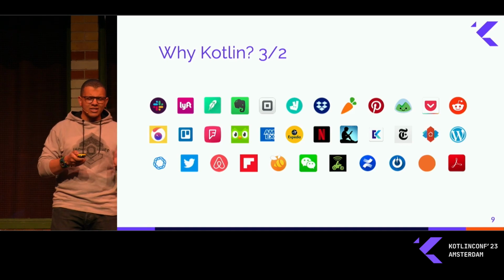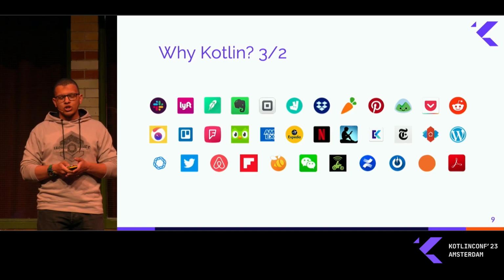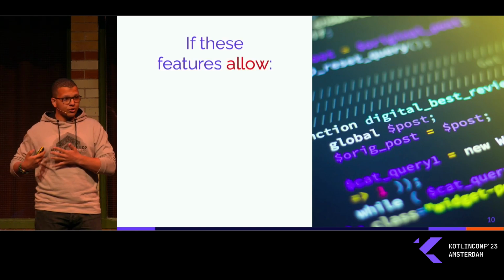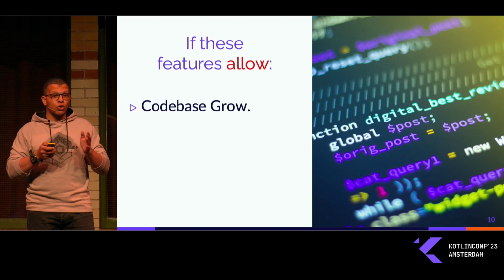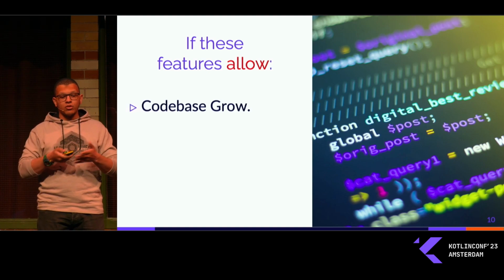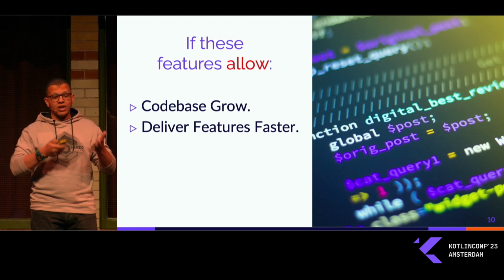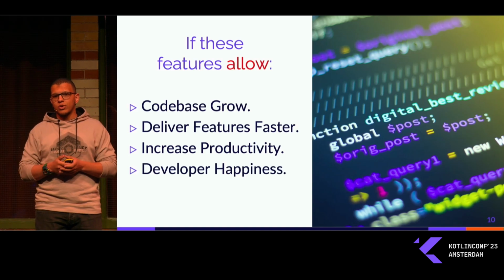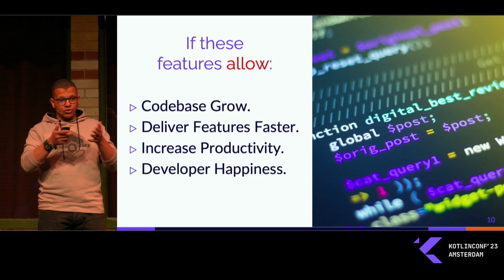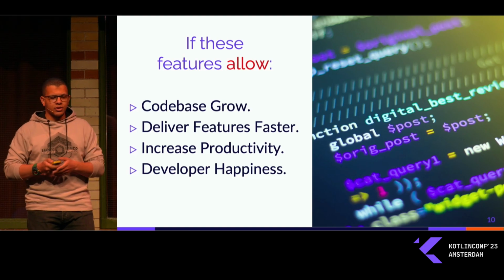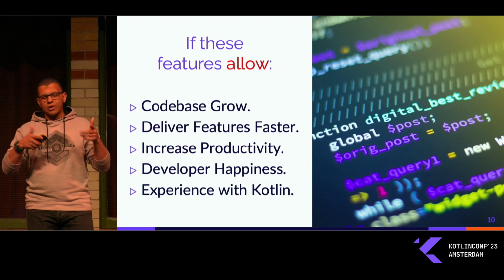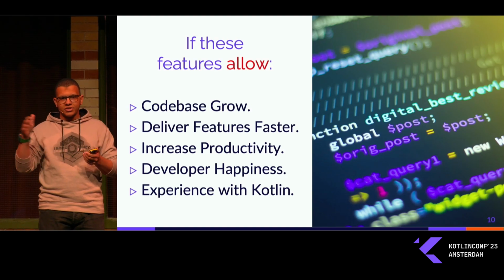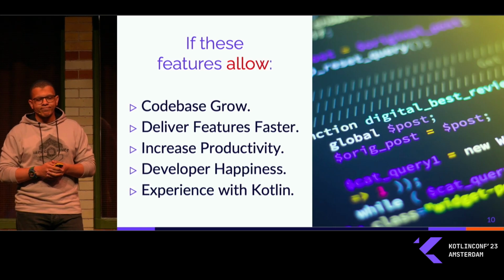So that's basically the features that we have in Kotlin. You can do the conversion if the aforementioned features allow your code base to grow. If this applies to you, you can use it, of course. It helps you deliver features faster. It will help you increase your productivity and, by consequence, increase developer happiness. If this applies to your case, definitely you can go from Java to Kotlin. Of course, you need some experience in Kotlin. The learning curve, if you are already a Java developer, is not a big thing. It will be steeper, but you need to have some experience.